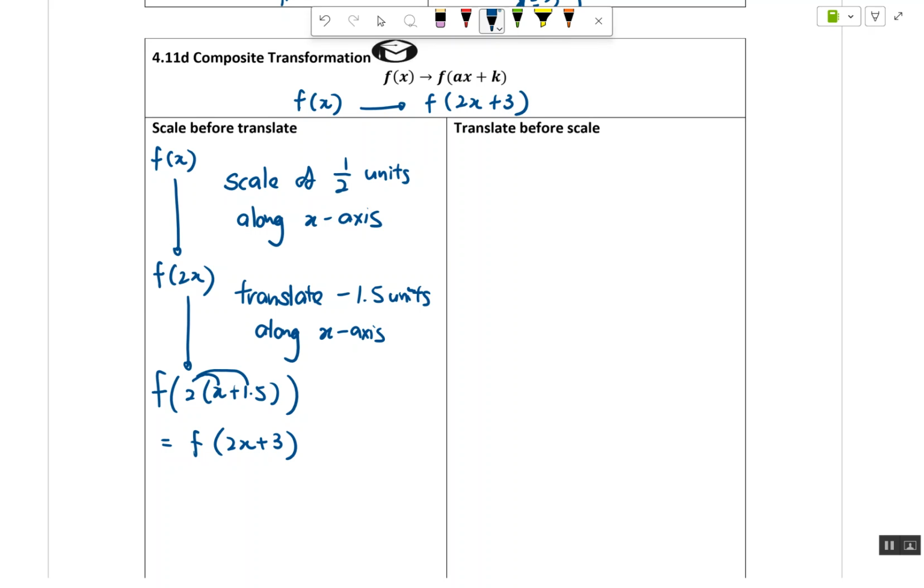It's always easier to translate it first before you scale. This is scale before translate, not the best. Translate before scale is easier. Plus 3 first is easy. f(x) to become f(x) plus 3 first.